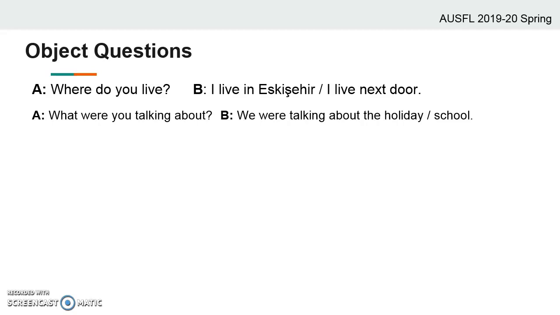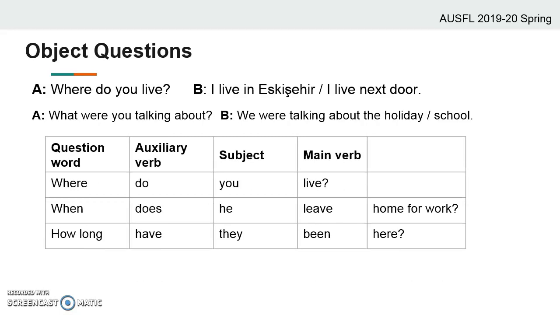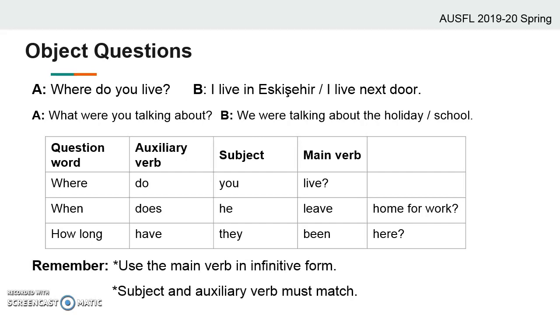Object questions, on the other hand, are open questions. We can give lots of different answers to these questions. They start with a question word like where, what, who, etc. As the table shows, after the question word where, we use the auxiliary verb do, then the subject you, and main verb live. Where do you live? Main verb is always in infinitive form, but you need to change the auxiliary again to match the subject and the tense.